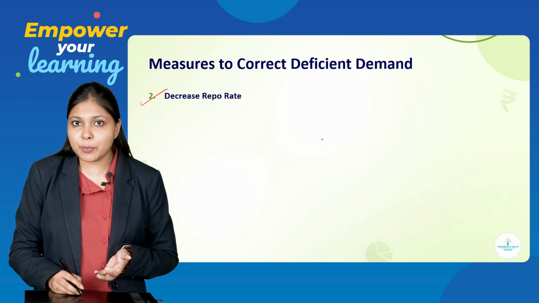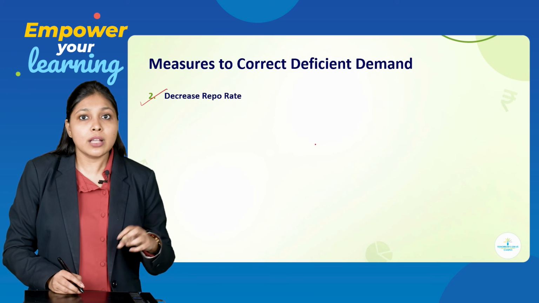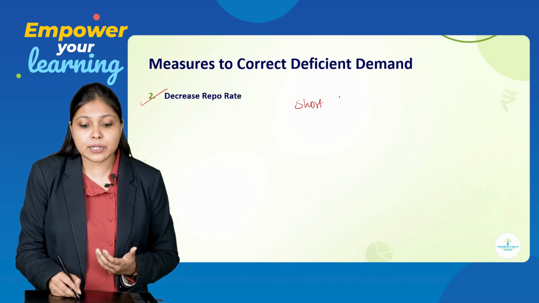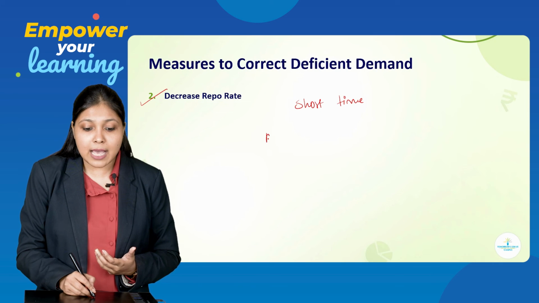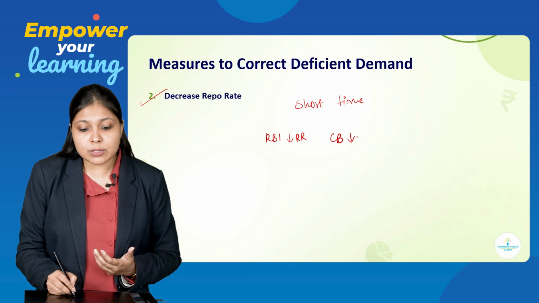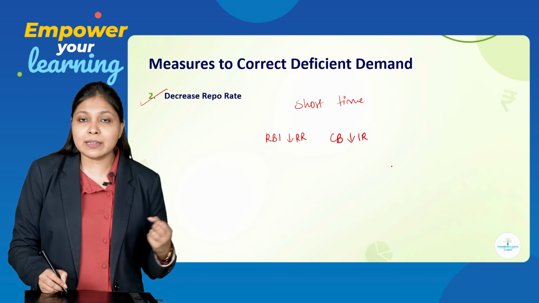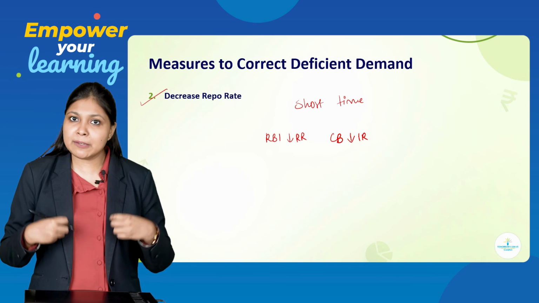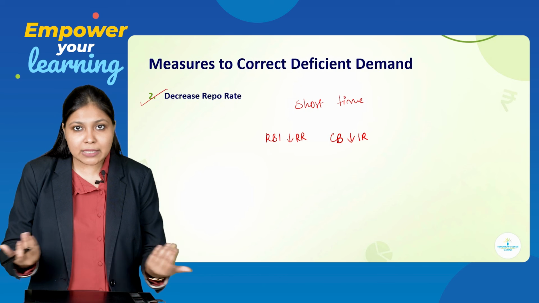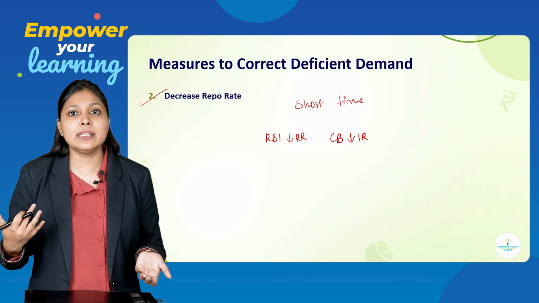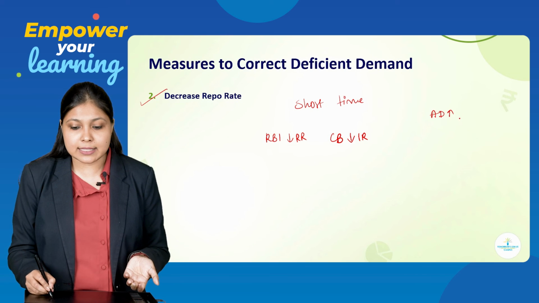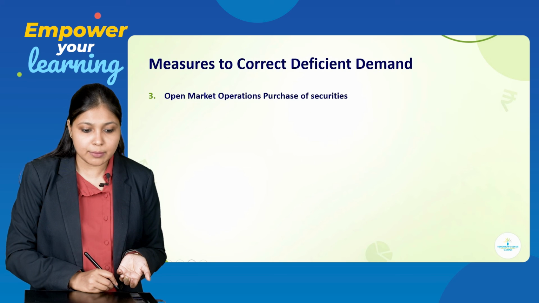Then decrease in repo rate. Again, repo rate is the rate at which the central bank provides loans to commercial banks for a short period of time. Now, when RBI reduces the repo rate, commercial banks will also reduce their interest rate. When interest rate is reducing, people will be more keen and encouraged to borrow money from commercial banks, and then more money will start flowing in the economy. More money means more consumption. More consumption means more AD. AD will increase, and this is what we want under deficient demand.